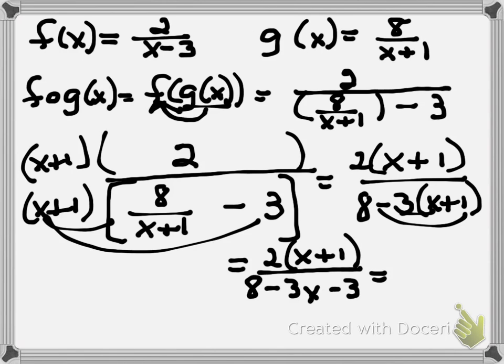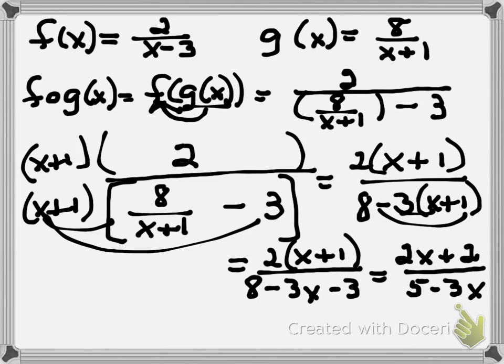Now, if I could factor the numerator and divide out with a common factor in the denominator, I would. But this is not going to be the case. So I might as well multiply this out and get 2x plus 2 in the numerator. 8 minus 3 is 5, minus 3x in the denominator. Nothing divides out. I can't divide out like terms, I can only divide out like factors.